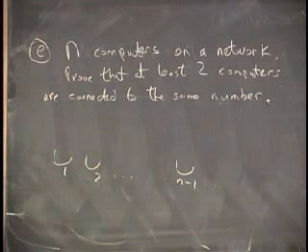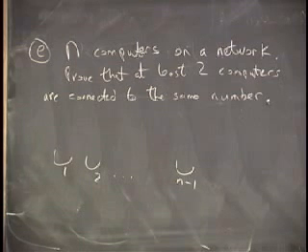This is actually from a graph theory question. Prove that if you have a graph with n nodes, there are going to be at least 2 nodes that have the same degree, the same number of edges connected to them. It's really a graph theory question.